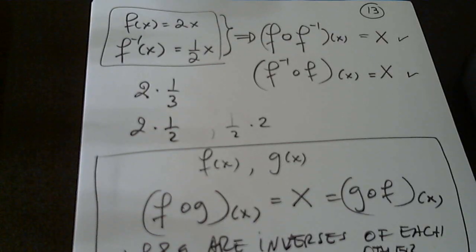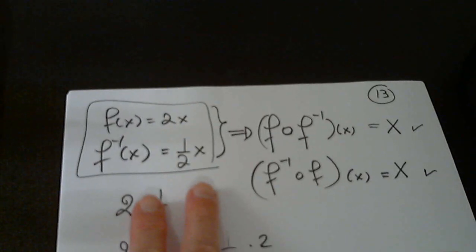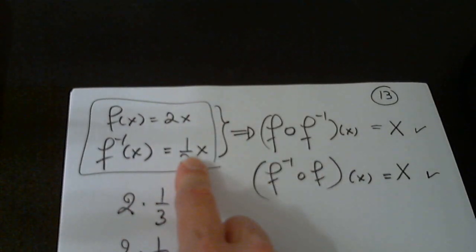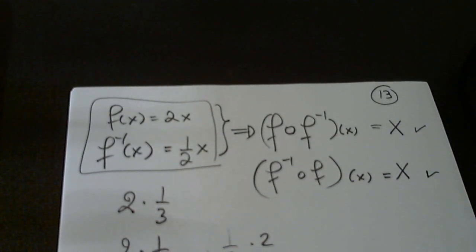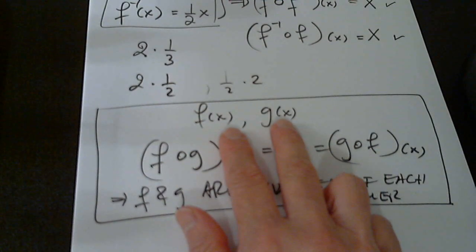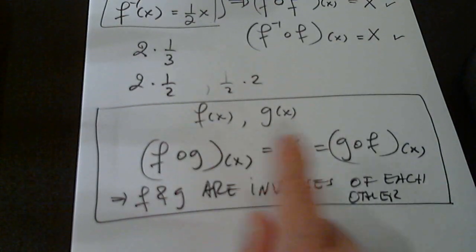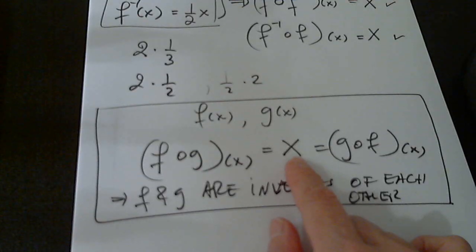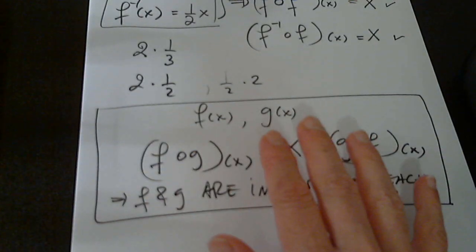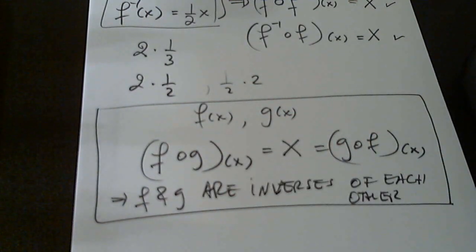What does it mean? These two are inverses of each other. That's why the answer is x in both cases. So if I'm given two functions and the function composition in both directions is x, I will conclude for sure these must be inverses of each other. There is no other way.